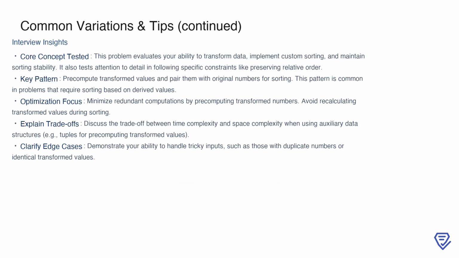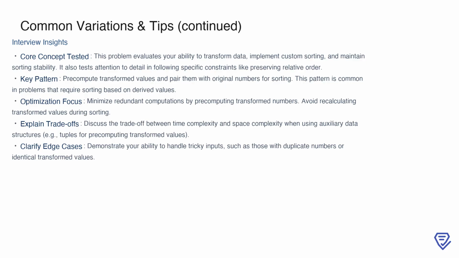This problem also has important interview insights to consider. It primarily tests your ability to transform data, implement custom sorting logic, and maintain sorting stability. Attention to detail is critical, as you need to follow constraints like preserving the relative order of numbers with identical transformed values. One key pattern here is the pre-computation of transformed values. By pairing each transformed number with its original counterpart, you can sort efficiently and avoid unnecessary recalculations. Optimizing for time complexity is another important focus. Redundant computations, like recalculating transformed numbers during sorting, can be avoided with pre-computation.